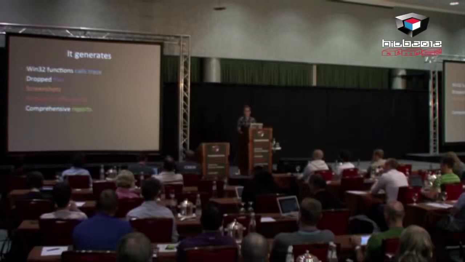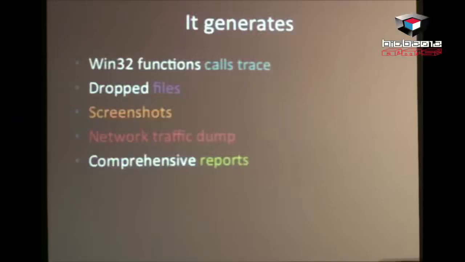The type of information it generates: it generates a trace of the API calls being invoked by the malware; the dropped files, so the files being created or deleted on the file system; some screenshots of the desktop while the malware is running; the network traffic dump; and a comprehensive report.